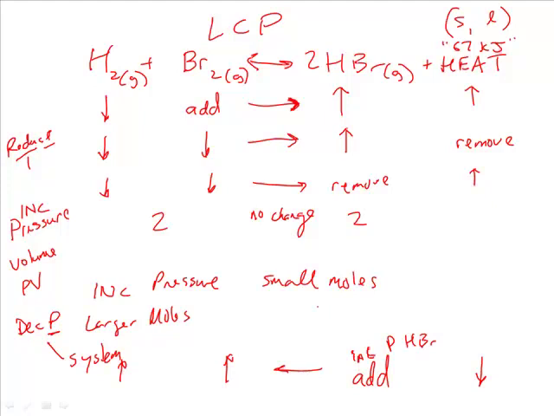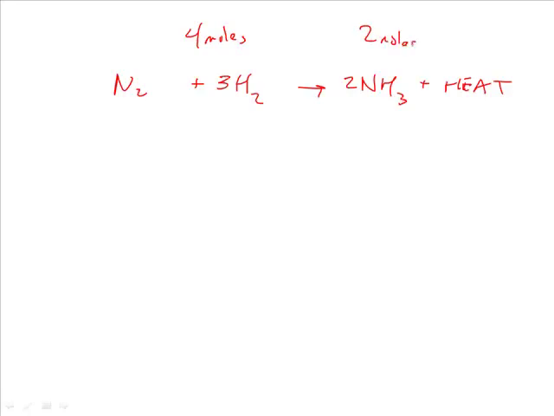No, not necessarily. This equation happens to have 2 moles on the left and 2 on the right. If you had an equation like nitrogen combining with hydrogen to make NH3, for example, and it's exothermic, you have 1 plus 3, so 4 moles on the left and only 2 moles on the right.